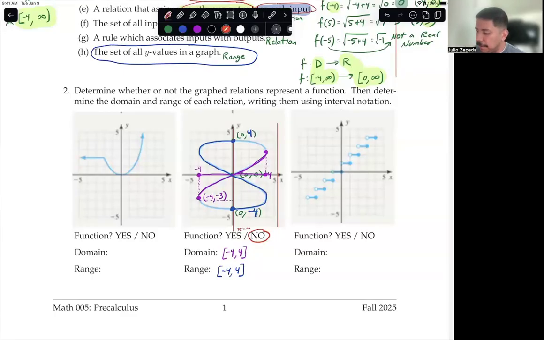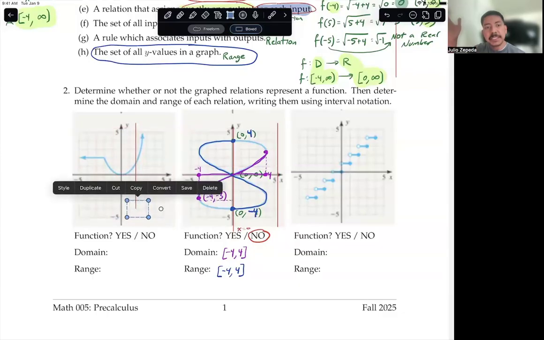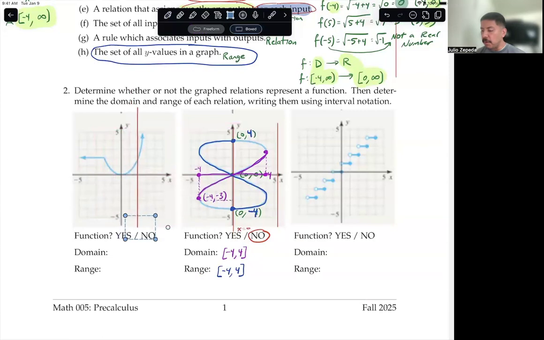Let's try the left graph. First of all, is this a function? If I say no, I should be able to find a vertical line that crosses this graph more than once. By the looks of it, there is no vertical line. This thing is increasing and moving to the right slightly, so there will never be a point where a vertical line crosses this graph more than once. So this one here, we will say yes, it is a function.